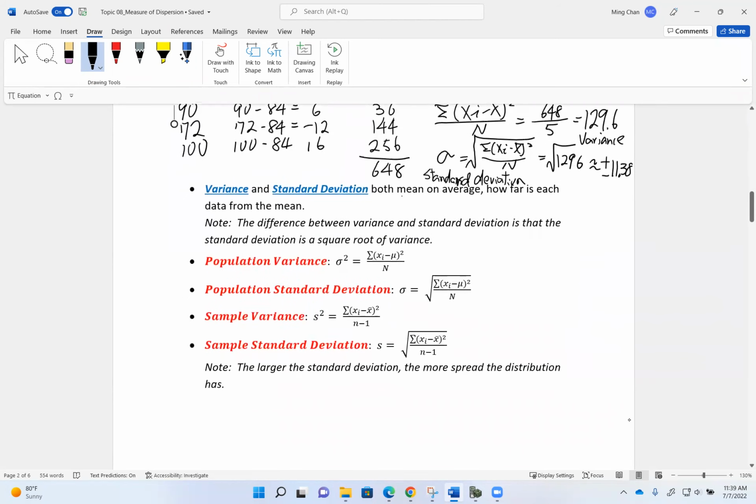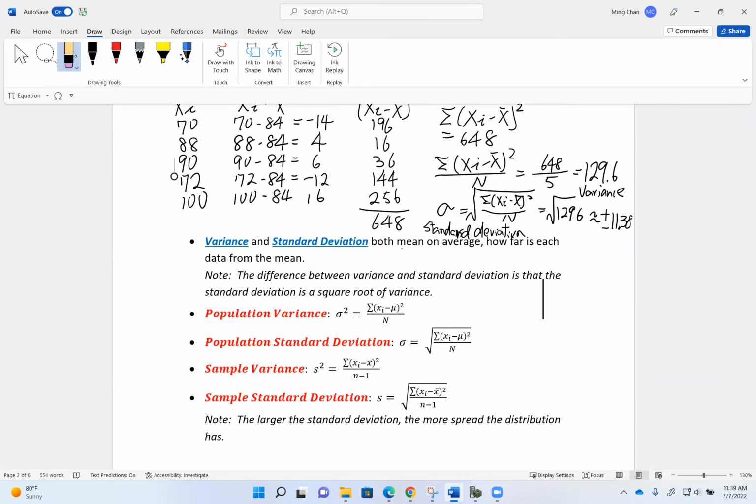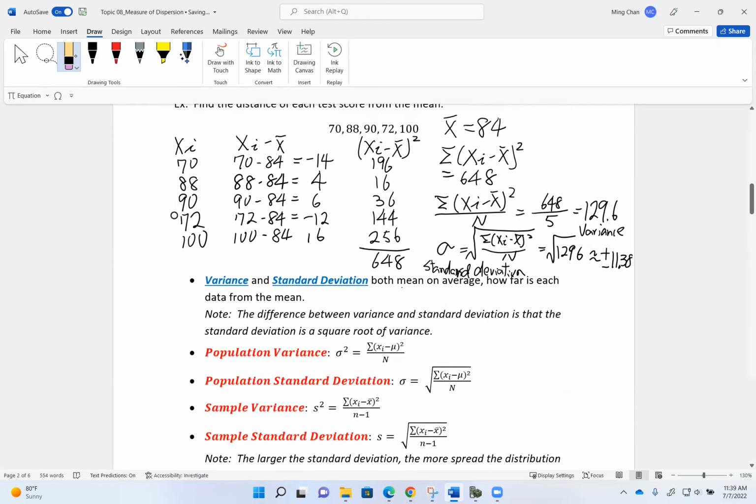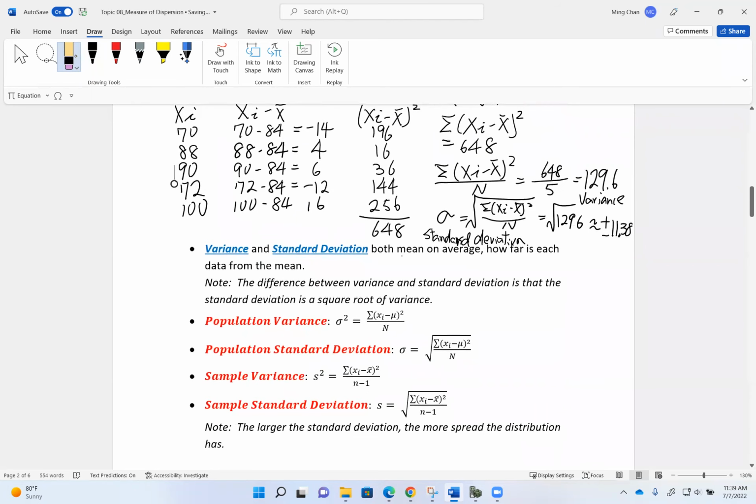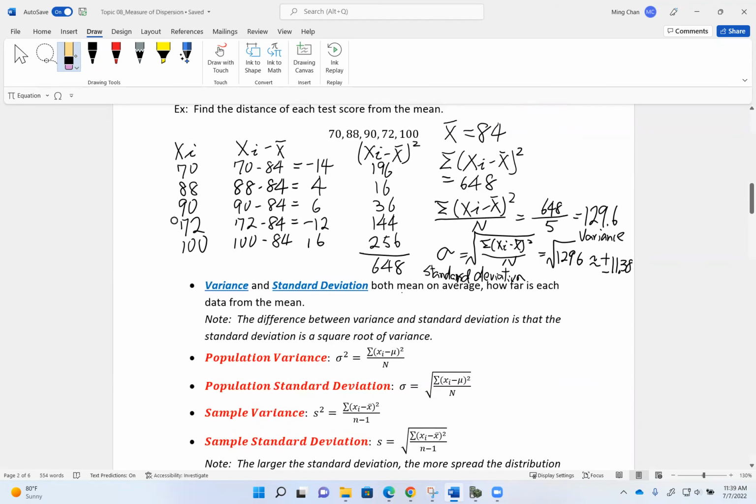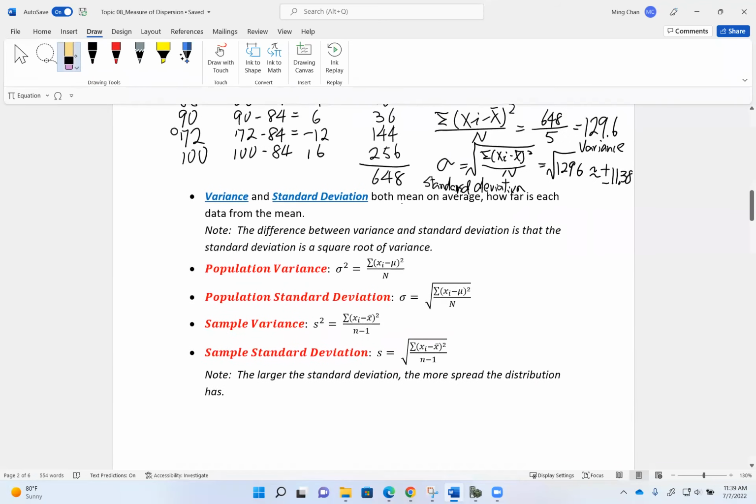Okay, so here are your formulas for population and sample variance and standard deviation. As you can see from the formula, the difference between variance and standard deviation is the square root. Everything I just wrote here is basically showing you how to find variance and standard deviation by hand, which is not very practical when we have a lot of data values. That's why I only used 5 of them.